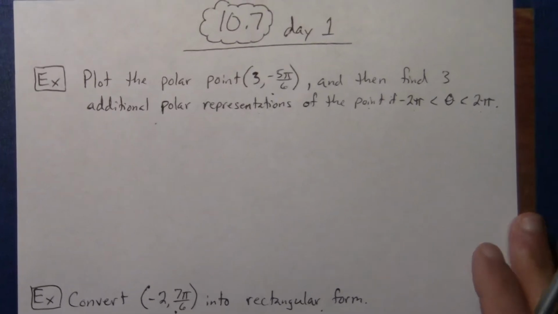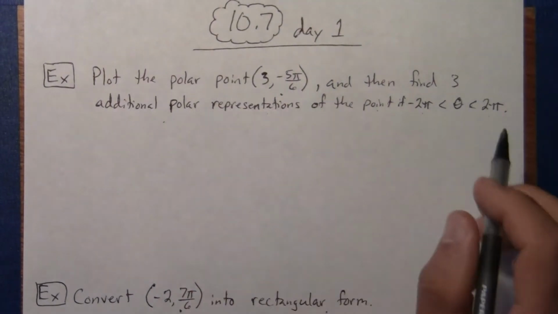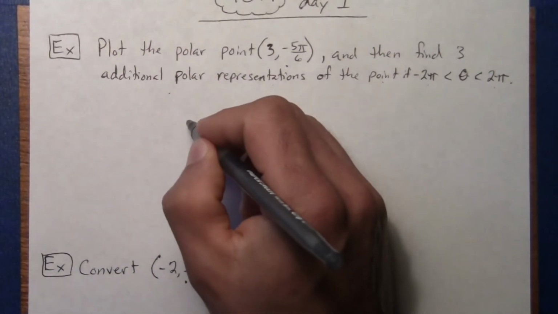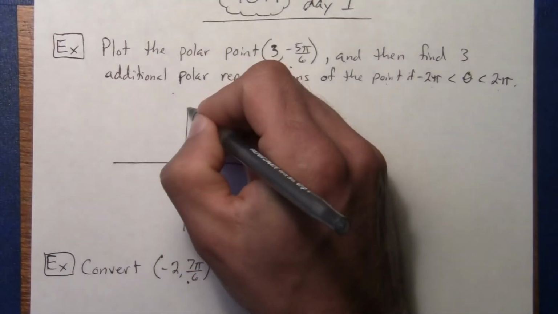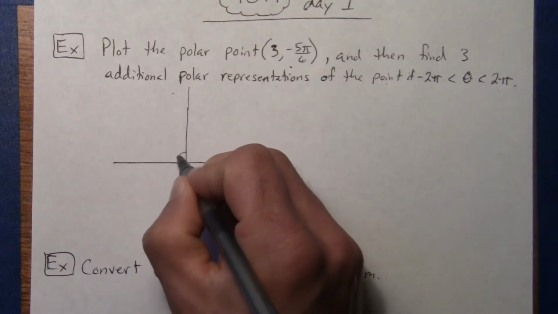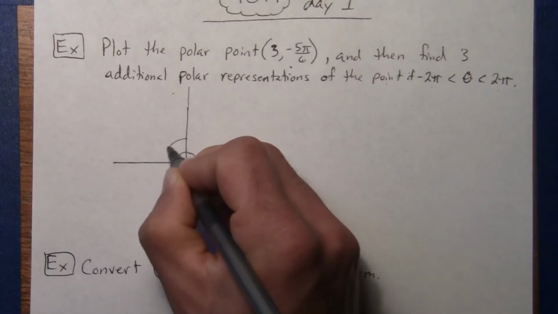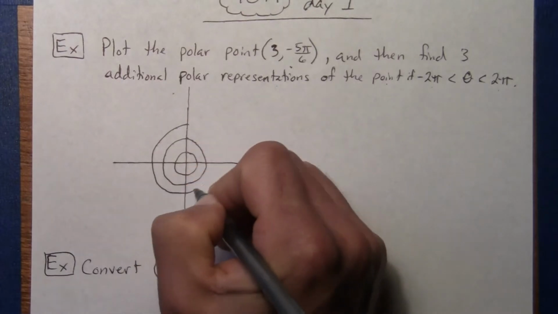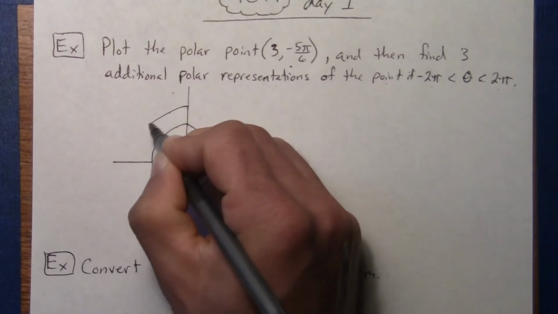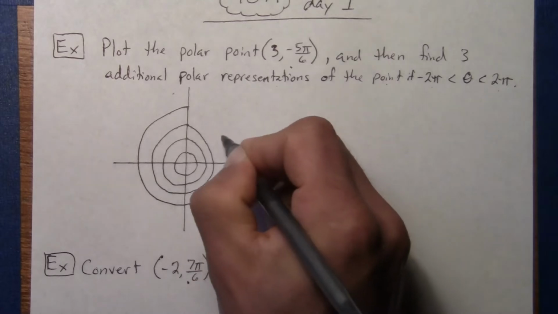All right, so plot the point 3 comma negative 5 pi over 6. So I'm going to need a polar set of axes, which are the ones that have the circles on them. And so do the best you can to draw circles.